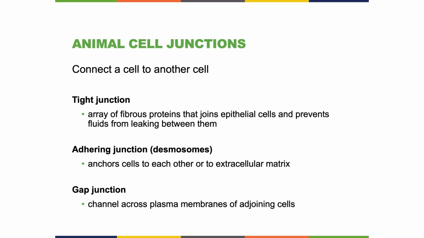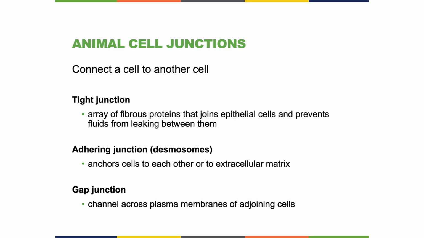If we want to hold animal cells together, we're going to do it with what are called junctions. And these physically connect one cell to another cell. And there are three basic types of animal cell junctions. A tight junction is waterproof. It firmly joins epithelial cells together to keep any fluids from leaking through them. But there are also adhering junctions, also called desmosomes, which anchor cells to each other but not as tightly. And so water can pass through between these.